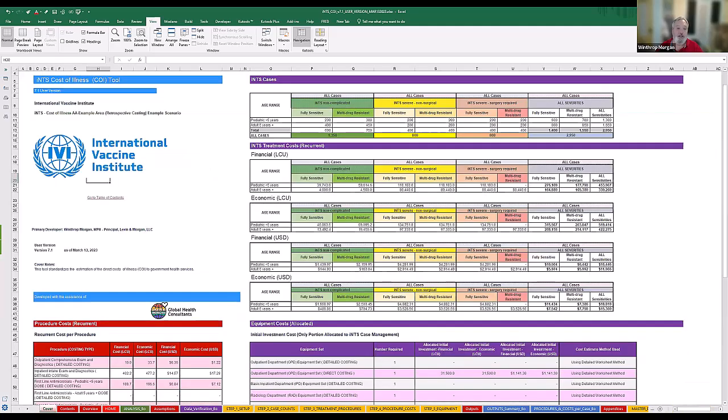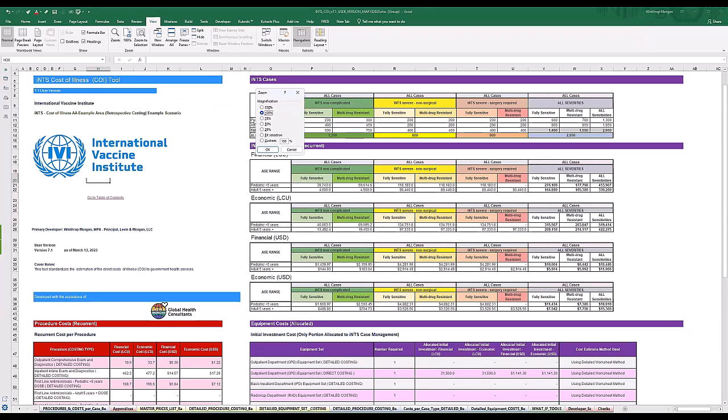I'm assuming that everyone has had a chance to look at this tool. Is that correct? Is there anyone who's not familiar with the tool at this point? Good. It's good to know that everyone's seen it.